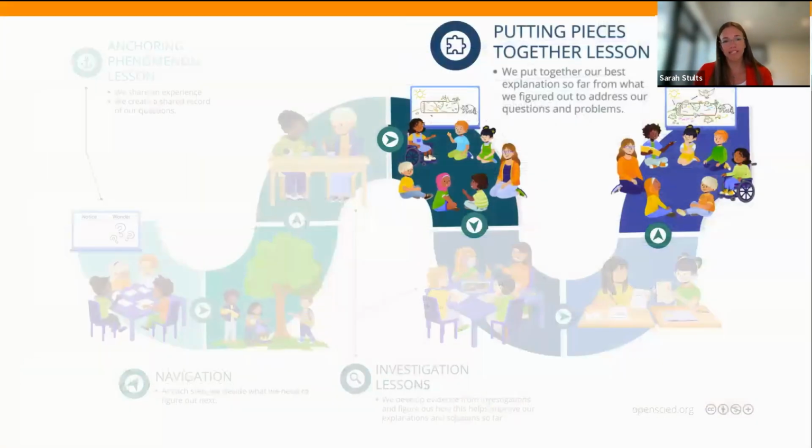Like other putting pieces together lessons in 1.3, students connect what they have figured out across multiple lessons and apply their ideas to unit phenomena. In this case, they're able to take stock of their learning and work together to answer the Lesson Set 3 question. How can evening events, like evening walks, sometimes happen in the daytime and sometimes in the nighttime?